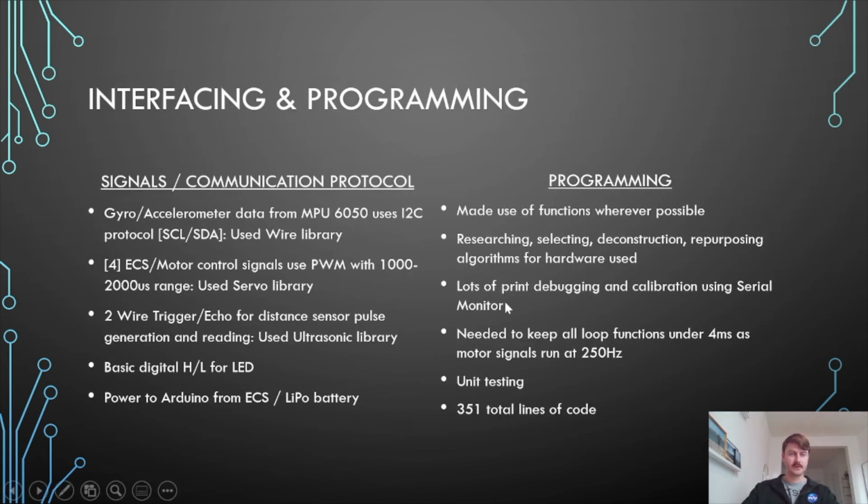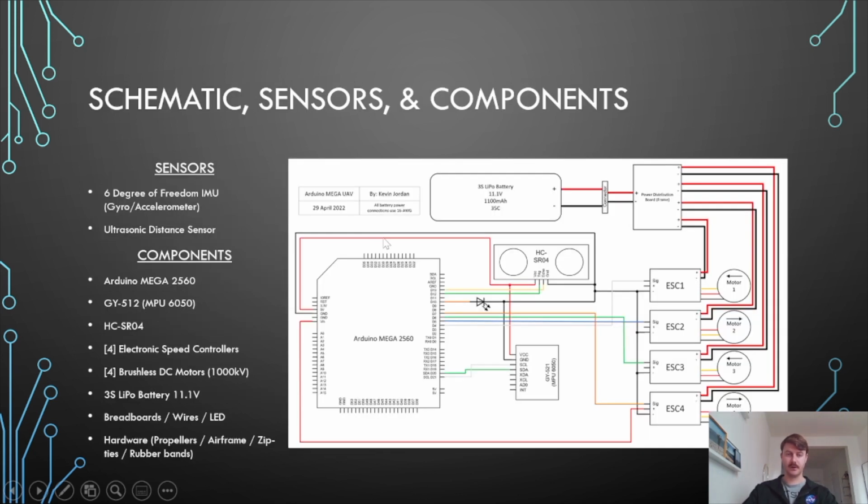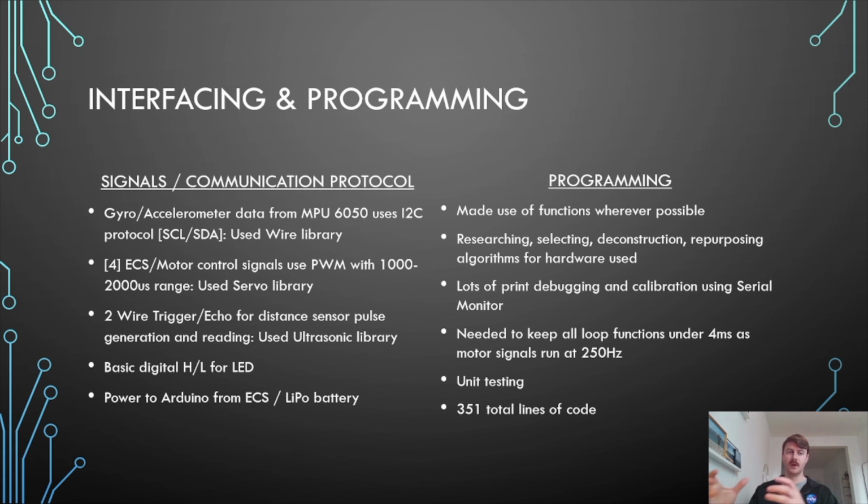Now, for the systems interfacing, programming and communication protocol, each sensor used a different type of signal. The IMU used I2C, which only uses two wires, as shown here, the SDA and the SCL wire, but it passes bits back and forth. So that had to be set up using the Wire library. The control signals for the ESCs, luckily enough, are the same as for a servo. Same signal range, so that was pretty easy, just use the Servo library there.